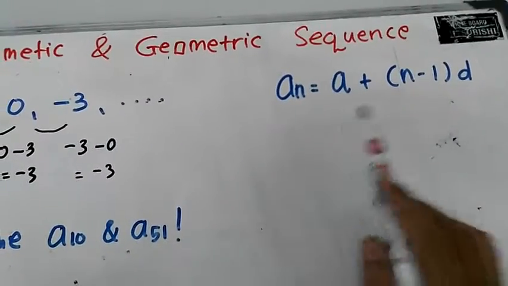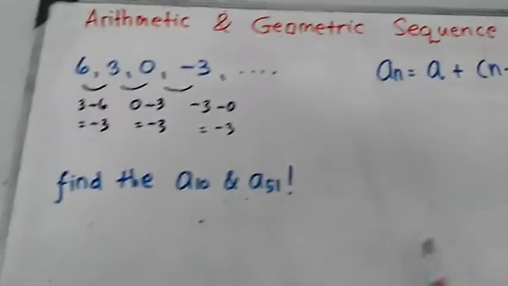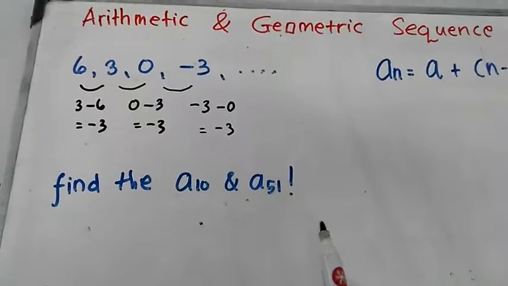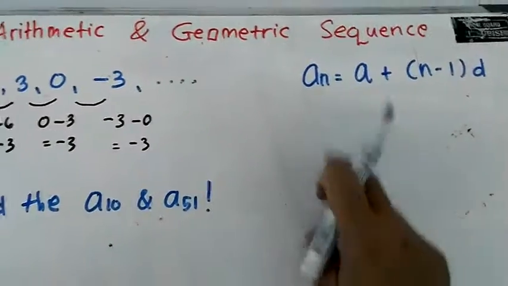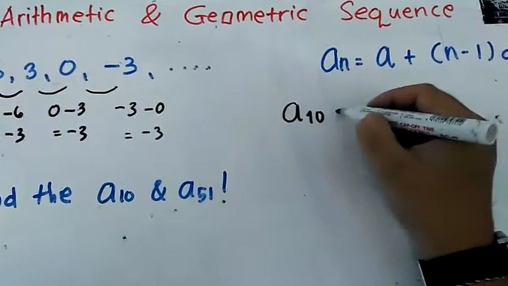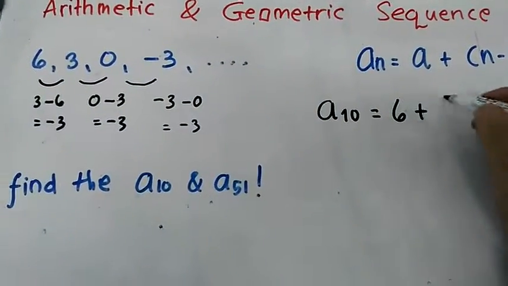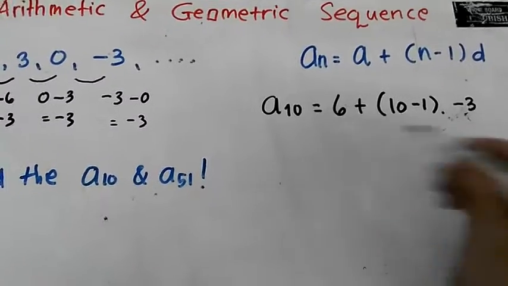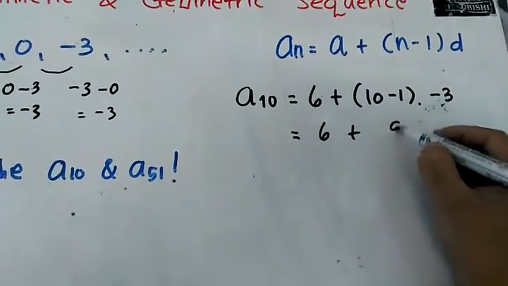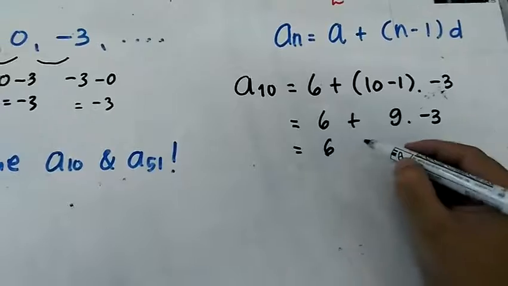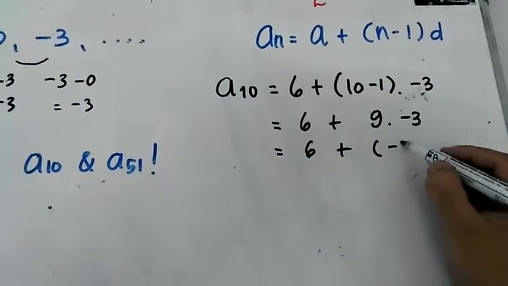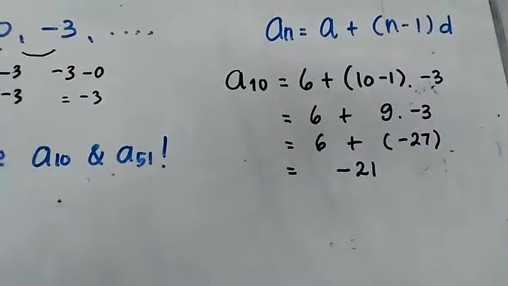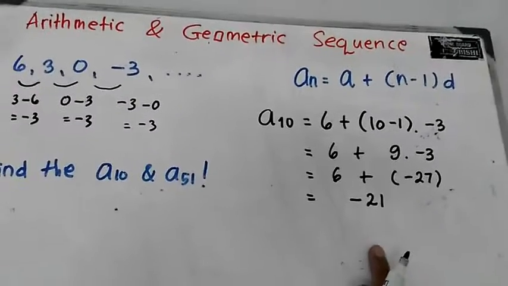So we can still use this formula to find the A_n term of the sequence. The question is: find the A10 and also the A51 of this sequence, the 10th term and the 51st term. So let's use this formula to determine the A10 first. A10 will be the first term, which is 6, plus n is 10, so 10 minus 1 times the difference. The difference over here is negative 3. So next will be 6 plus 10 minus 1 is 9 times negative 3. Multiply first, so 9 times negative 3 is negative 27. So the result will be 6 plus negative 27, which equals negative 21. So the A10, or the 10th term, will be negative 21.